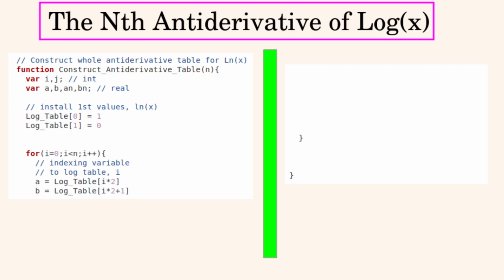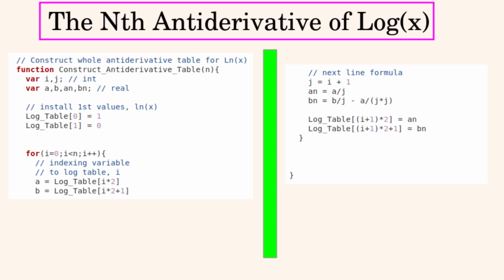We'll make a loop to get all of the constants for the next n antiderivatives of log x. So we'll get the last calculated constants from the table, or they may be the first constants that we've plugged in. We'll get the value of i plus 1 and set another variable j equal to it to conserve memory and make the function run faster. Then we'll get the next constants using the formula that we derived earlier. Then we'll put these values into the table in the next position. Then we'll set the size of the table, or number of pairs of constants in the table, equal to this value.